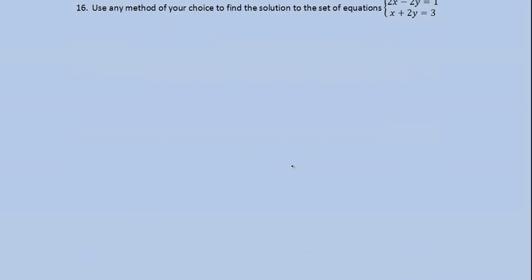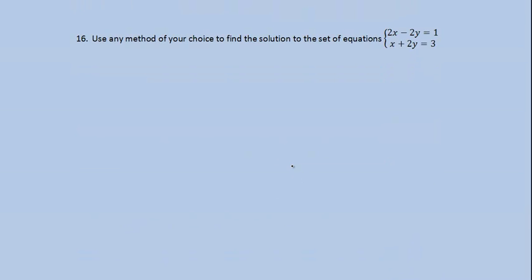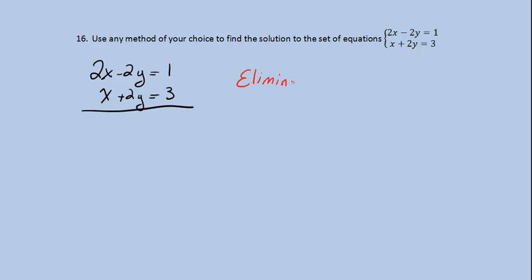Continuing on, we are allowed to use any method of our choice to find the solution set of the following equations. So notice here we have 2x minus 2y is equal to 1, and then we have x plus 2y is equal to 3. This actually lends nicely to the elimination method.